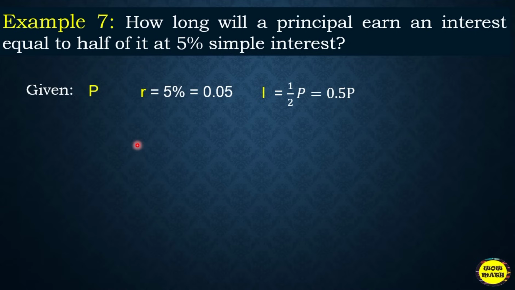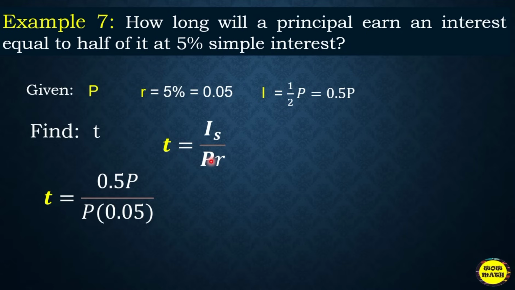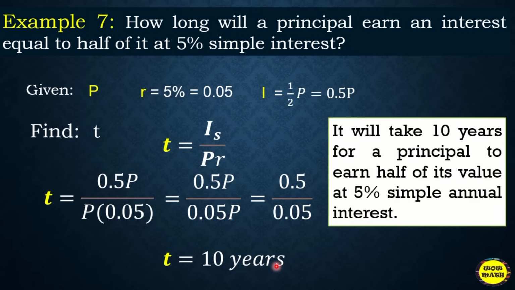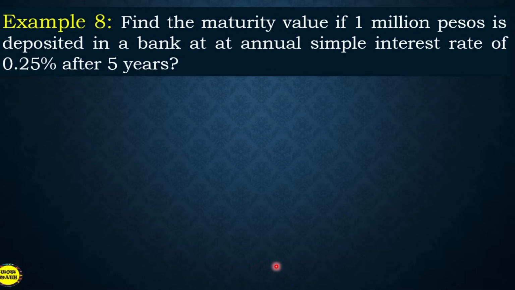So, ang hinahanap natin again dito is time. So, using the formula, I over PR. So, ano yung interest natin? That is 0.5 P over P times 0.05. And then simplify natin to. That is 0.05 times P, that is 0.05 P. So, maka-cancel natin tong P. So, ang maiwan na lang dyan is 0.5 over 0.05. And 0.5 divided by 0.05, the answer is 10 years. So, ibig sabihin, it will take 10 years for a principal to earn half of its value at 5% simple annual interest.